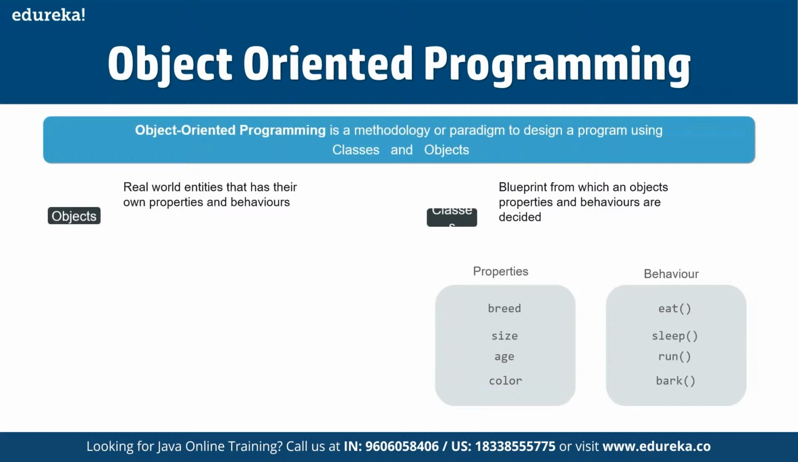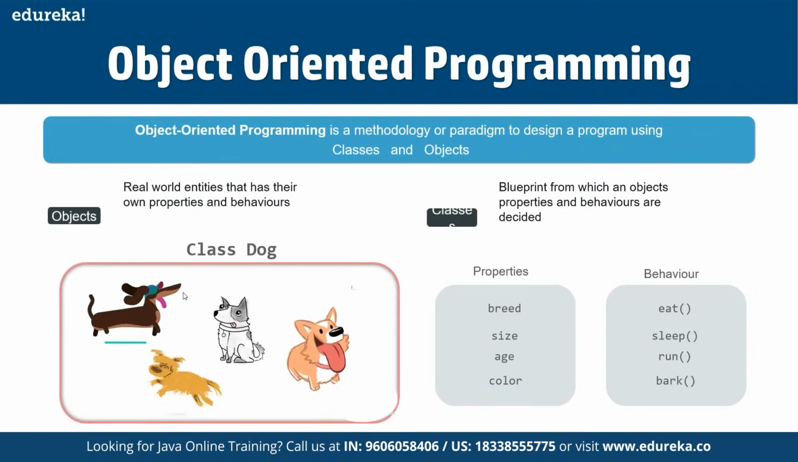Basically, we talk about objects, which are real-world entities that have their own properties and behaviors. And then we have classes, the blueprint in which an object's properties and behaviors are decided. For example, a class can be for any animal. Here the class is for dog. Now we have different breeds of dog. So breed, size, age, and color are all properties available for a given class.